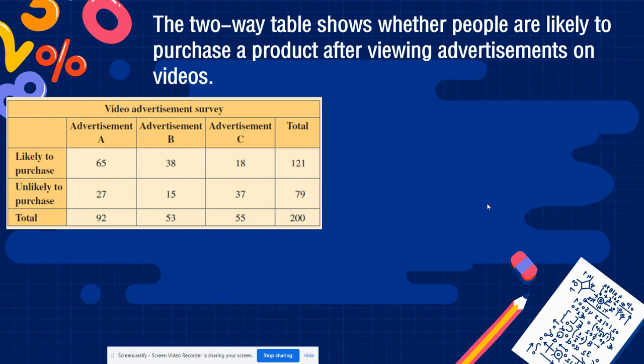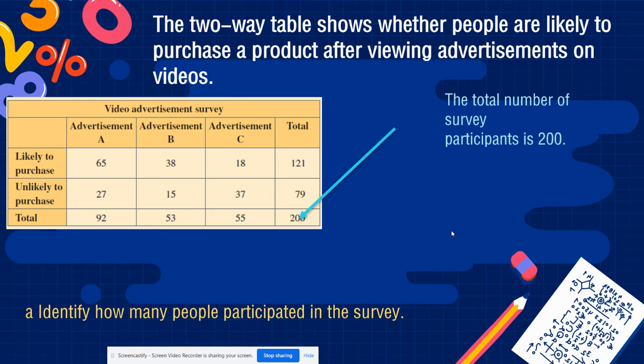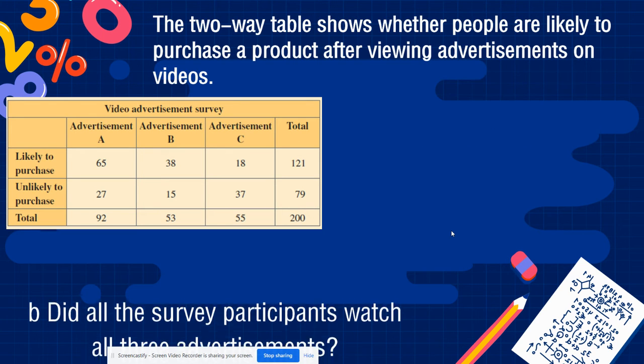Okay. The two-way table shows whether people are likely to purchase a product after viewing advertisements on the videos. Okay, so they're trying to see whether the advertisements work. So, A, identify how many people participated in the survey. Well, we can see straight away how many because we can look at the total. There you go. The total number of survey participants is 200. So because it was a question, you could put 200 people if you wanted as well, but just make sure you put a word in.